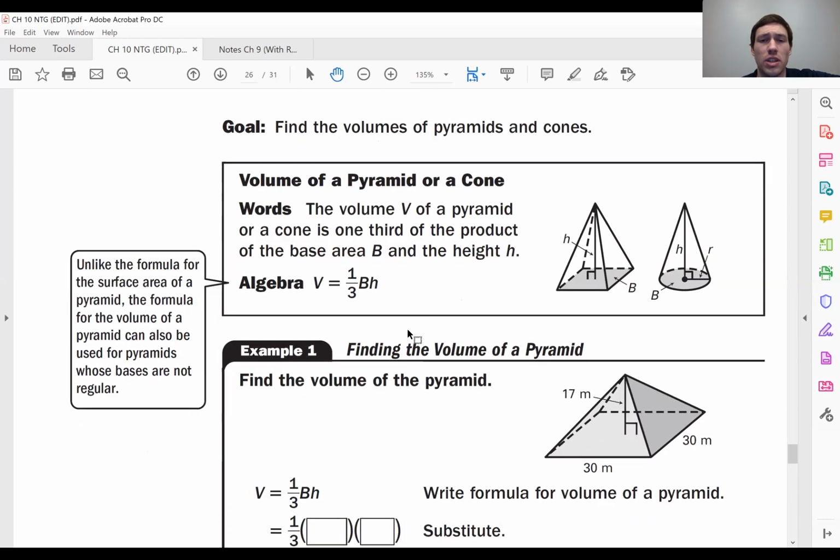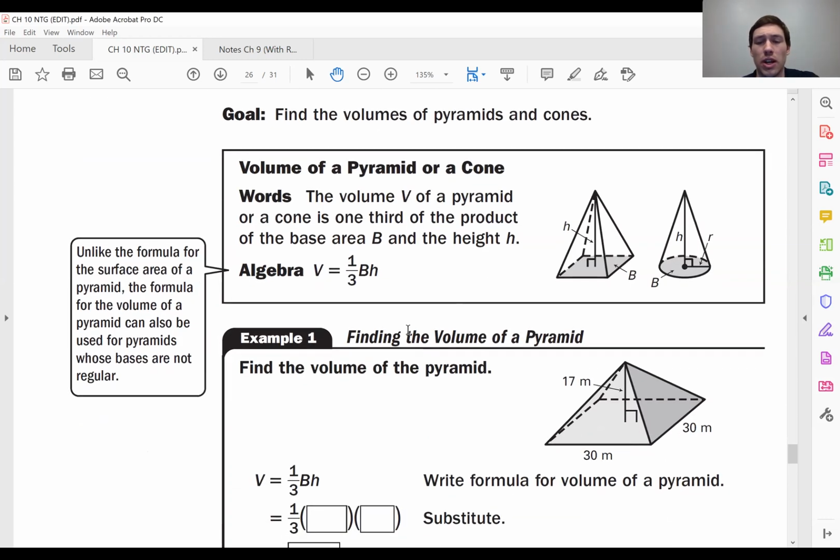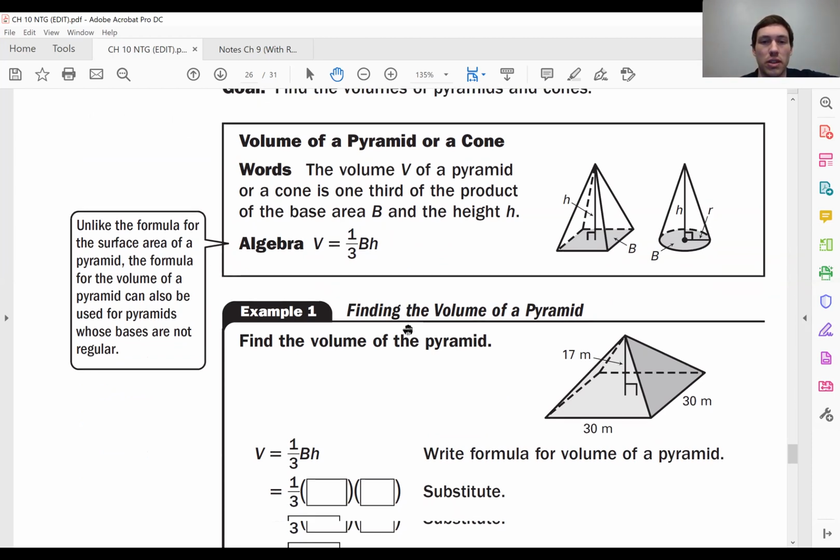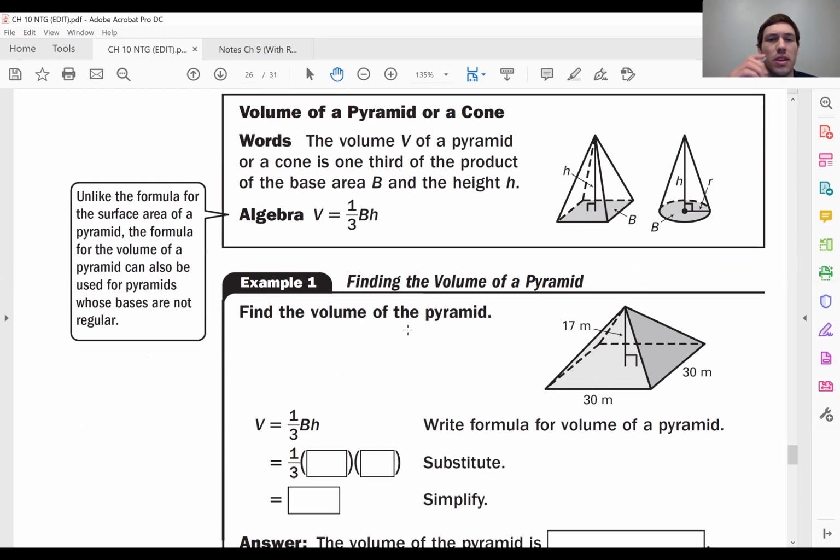You guys are going to get really good at being able to figure out what each piece of all these different shapes are, and then plugging it into a formula and using order of operations to solve. So to get started, volume of a pyramid or cone.